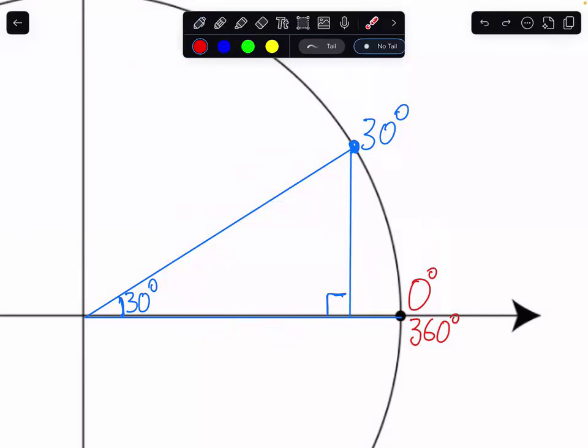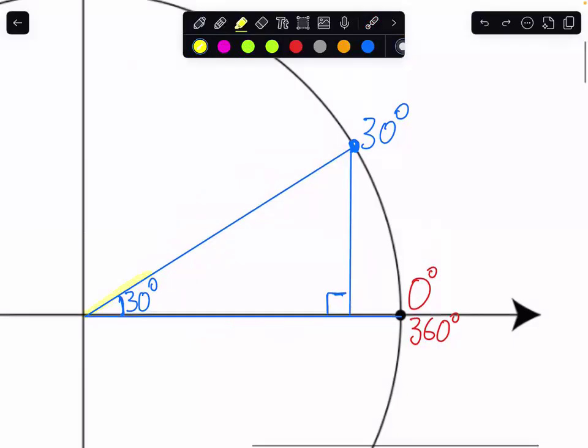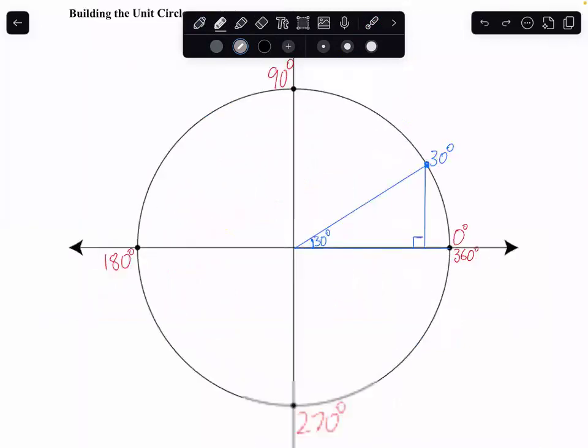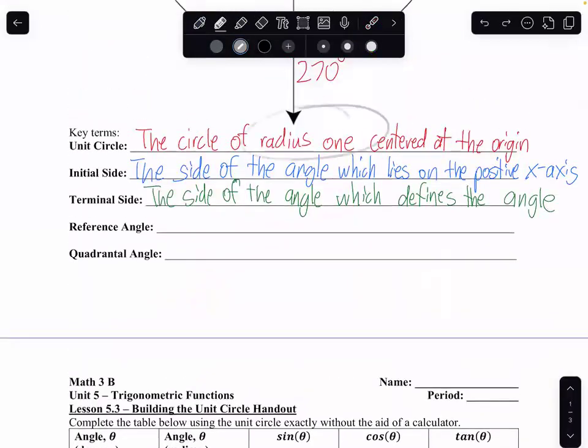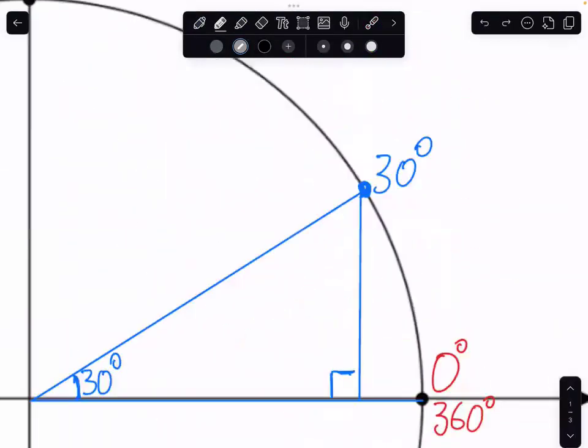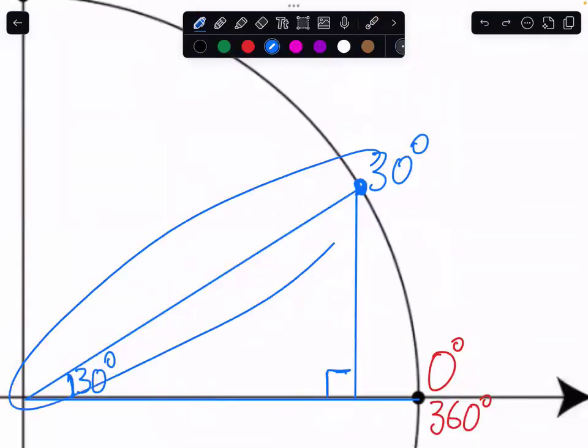Yes, Abe? Is the hypotenuse the same as the radius? Yeah, exactly. So Aiden said the hypotenuse of the triangle is also a radius of the whole circle. The definition of a unit circle is that the radius is 1. So this hypotenuse is 1 unit long.